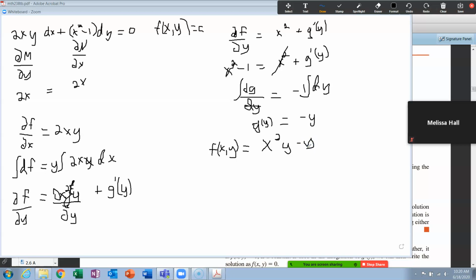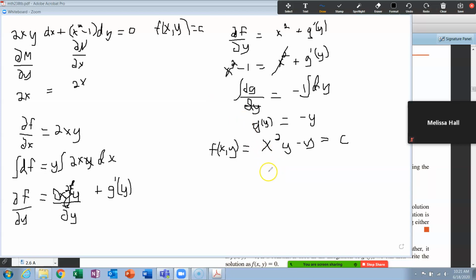Now, that's not your answer. Your answer is to set that equal to your constant. That's why you didn't need to put constants of integration here or there or anywhere else. You're going to do it here from this statement right here. There's your constant of integration. This is your solution. Now, can we write that as an explicit solution for y?